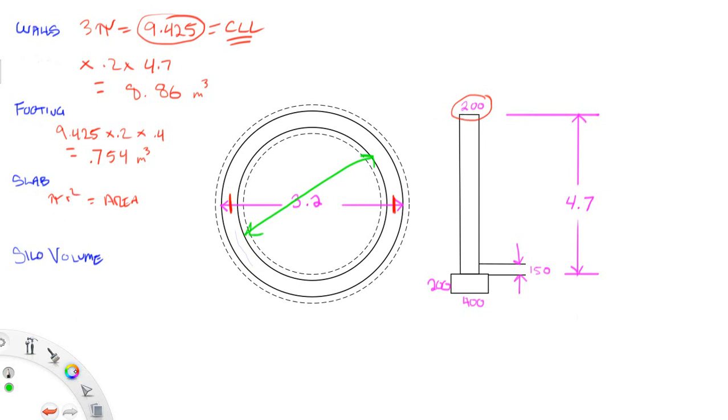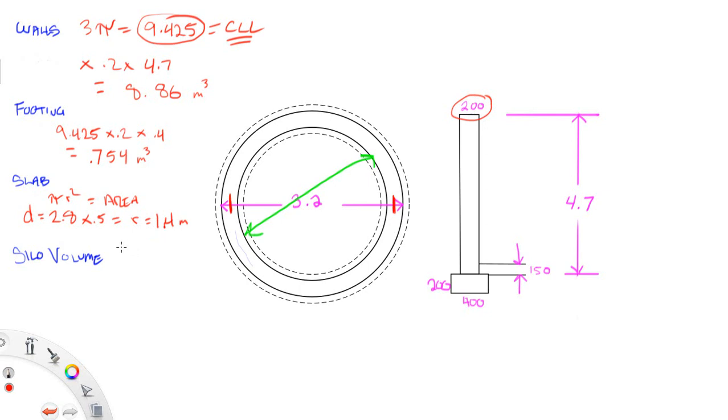So we start off with our 3.2. We minus two wall thicknesses, which gives us a diameter of 2.8. Now that we have our diameter, we know that half of our diameter is our radius. So we'll multiply this by 0.5, which gives us a radius of 1.4.